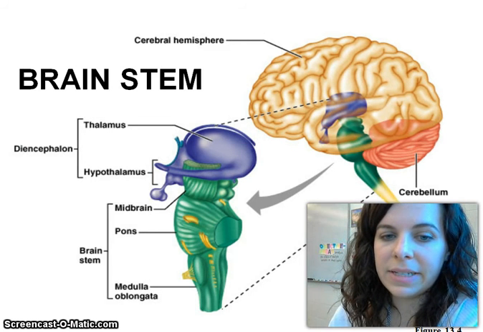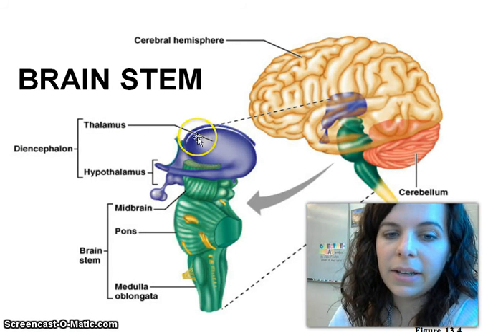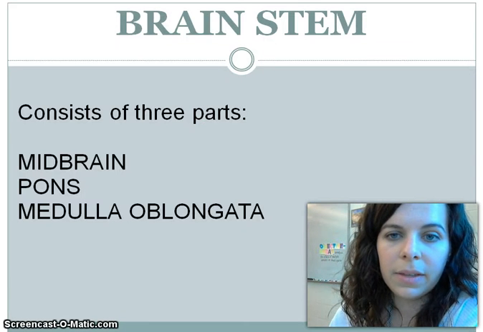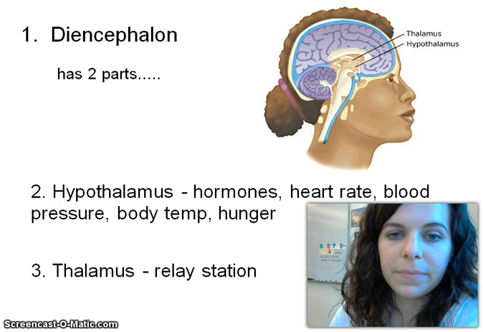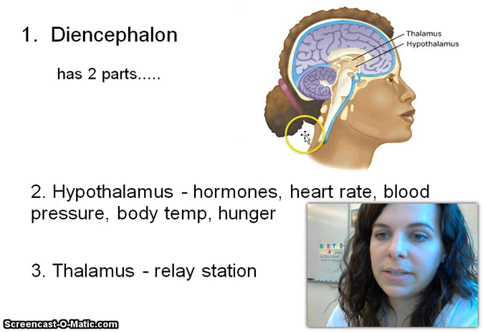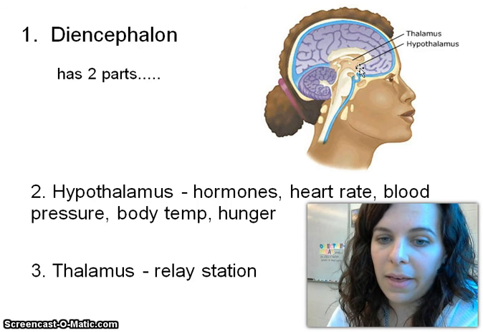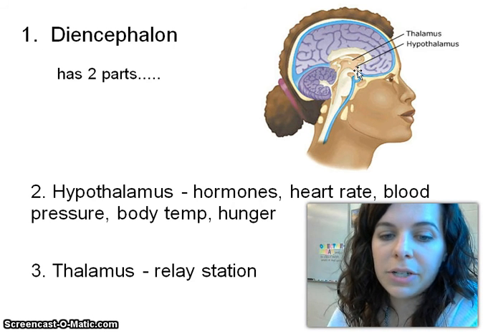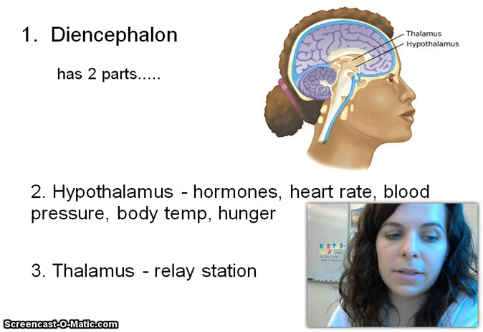Now we're going to talk about the brainstem and the different parts. The top of the brainstem has the diencephalon, the thalamus and the hypothalamus, and then the brainstem is below. The brainstem itself consists of the midbrain, pons, and medulla oblongata. The diencephalon, which is directly above, has the hypothalamus and the thalamus. The hypothalamus literally means below the thalamus. Hypothalamus controls your hormones, heart rate, blood pressure, body temperature, and hunger, while the thalamus is the relay station that sends those signals to the brain.